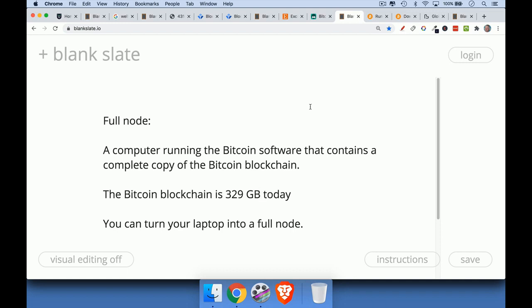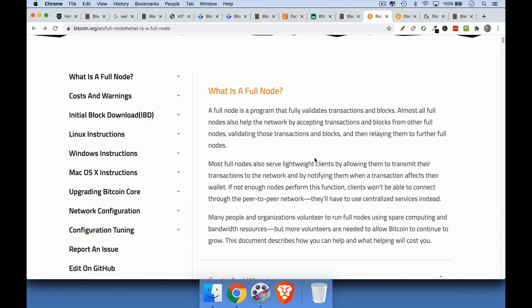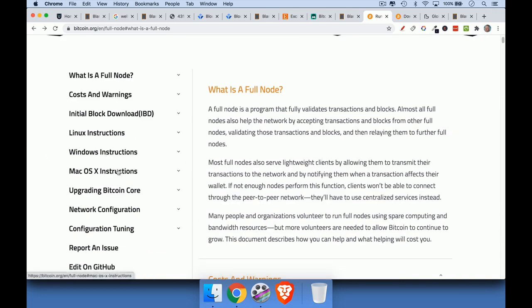This does require a fast internet connection and a good data plan, because it can be expensive. And the blockchain itself now is about 330 gigabytes, getting bigger every day. And so if you run a full node, and you could basically do this on your laptop or desktop, especially if you have a spare one that you're not going to be using for anything else, you basically just go to the Bitcoin website, and I'll link to this. This explains how to run a full node, whether you're running Windows or Linux or Mac operating system.